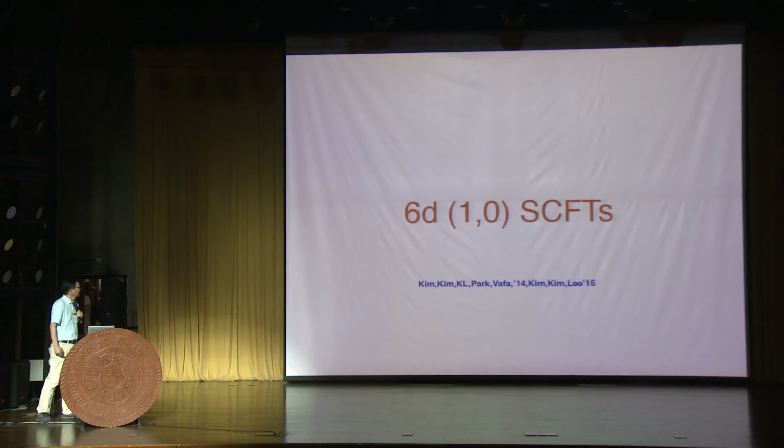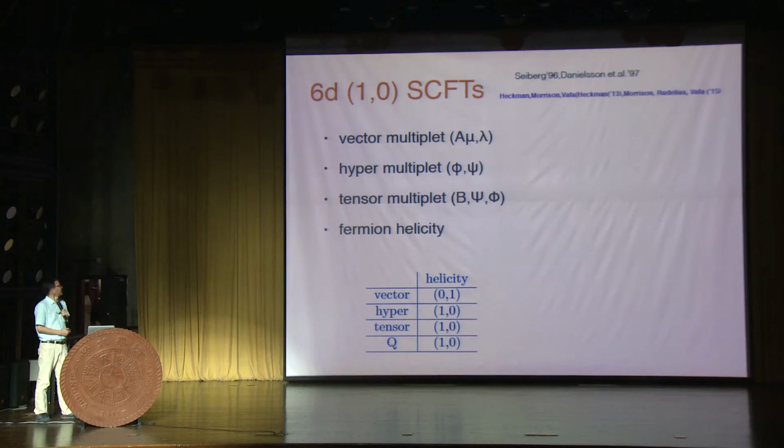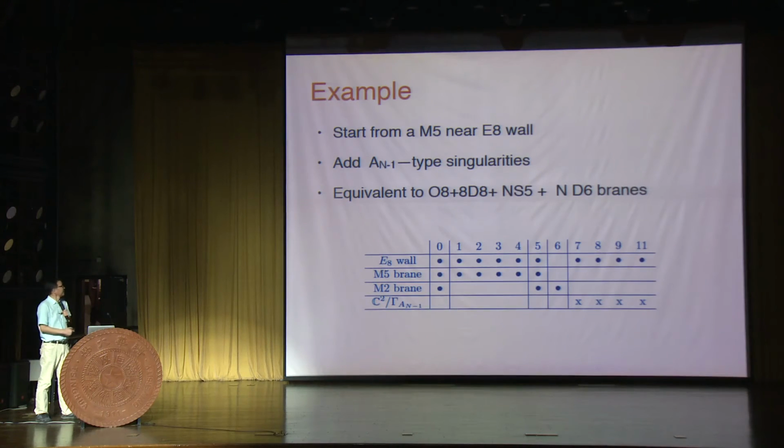So now let's think about 6D 1,0 theories, about which we have done some work recently. As we heard from Kumra, a 1,0 superconformal field theory is made of 3 pieces: vector multiplet, hypermultiplet, and tensor multiplet, and they are coupled to each other in such a way that the gauge anomaly has to cancel. And the gauge anomaly is made of 2 pieces, and this part has to be canceled among the vectors and hypers, and then the last part can be canceled by coupling the tensor multiplet to the vector multiplet by the Green-Schwarz mechanism. And there are many examples, and there is even a classification.